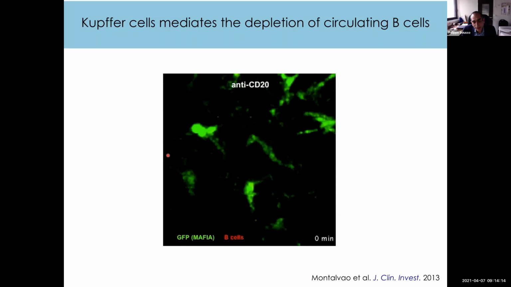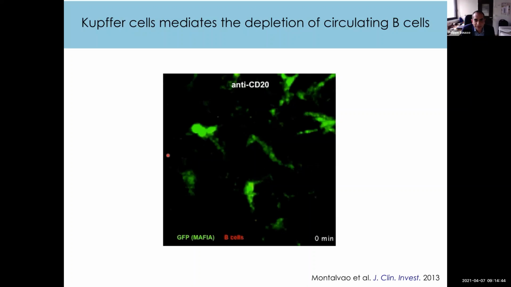So when we were looking at how this antibody would work in vivo, for example, just to deplete the B cells, because that's also what the antibody does, we realized that the vast majority of the depletion was happening in the liver through the action of the Kupffer cells. These are the cells that you see here in green. And this is intravital imaging just at the time where we inject the anti-CD20 antibody.